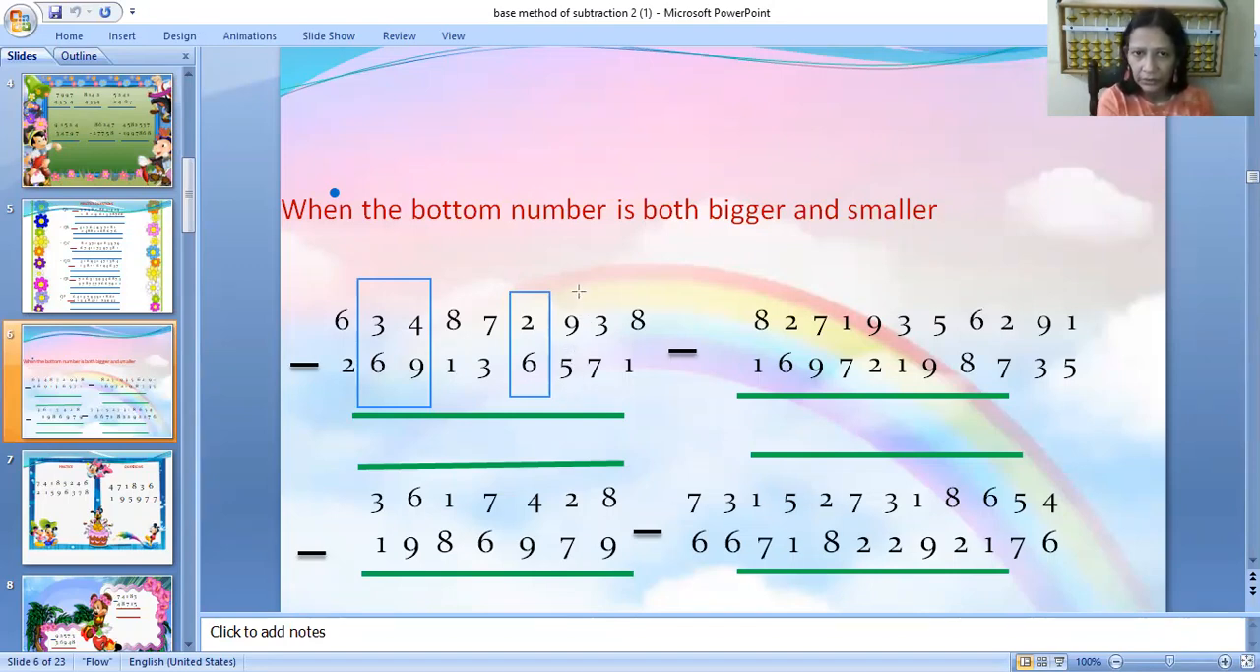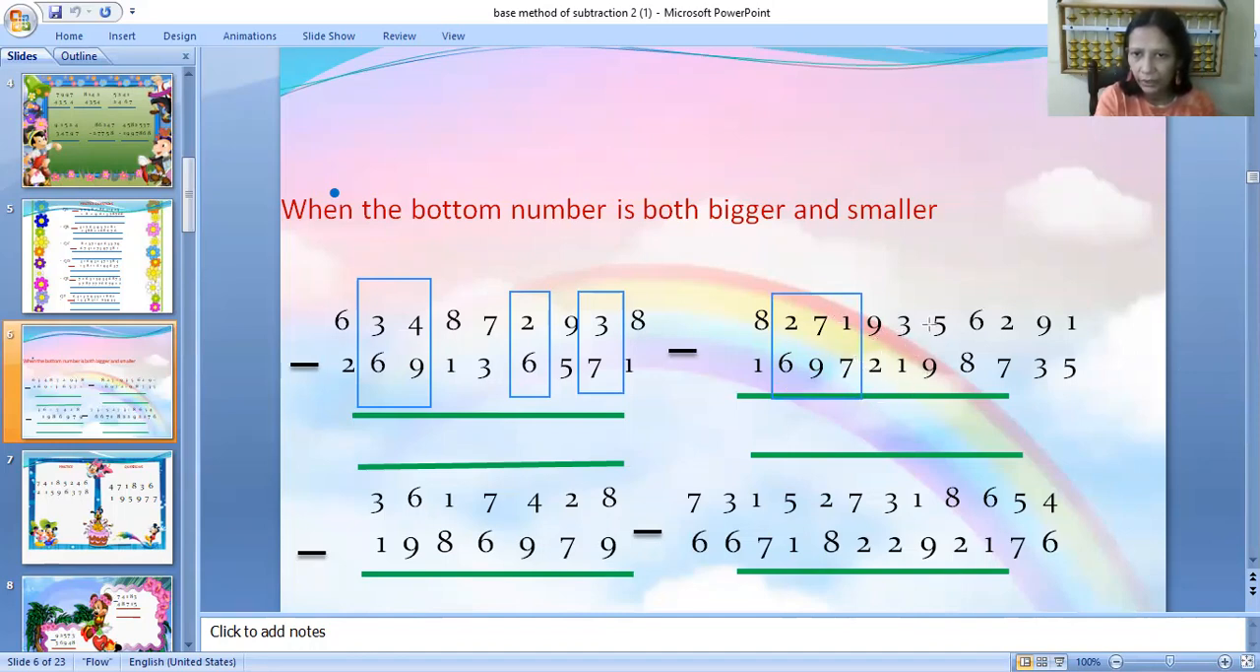Now you see 3 and 7. You need the borrowing here, so you have to make a mark like this. Now 8 minus 1 you can do directly. Move to the next question. 8 minus 1 you can do directly. Now where do you need the borrowing? I'm going to make the mark where I need the borrowing. Here I need borrowing. Next, 9 minus 2 you can do directly.